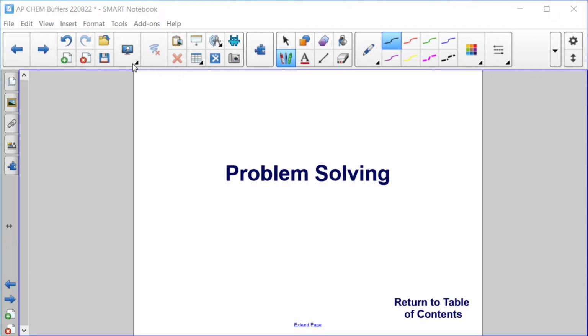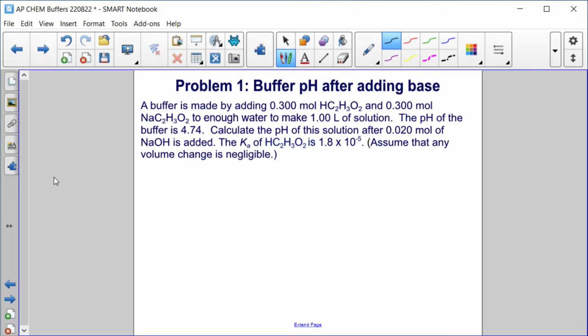All right, in this final section, we're going to look at some problem solving as it relates to buffers. Here's problem 1, buffer pH after adding base.